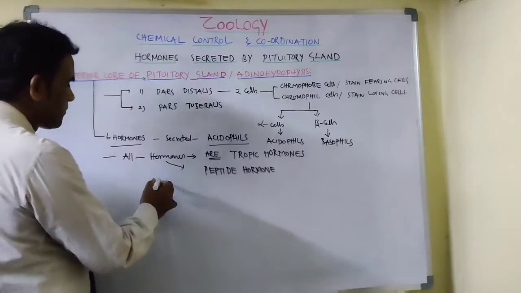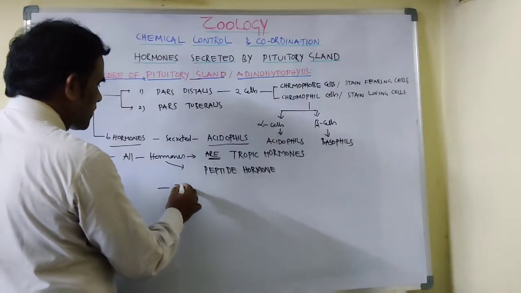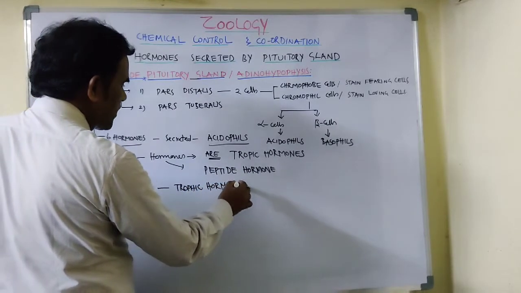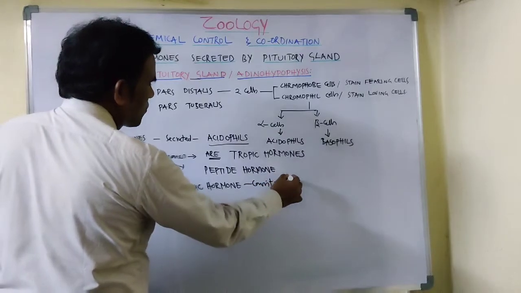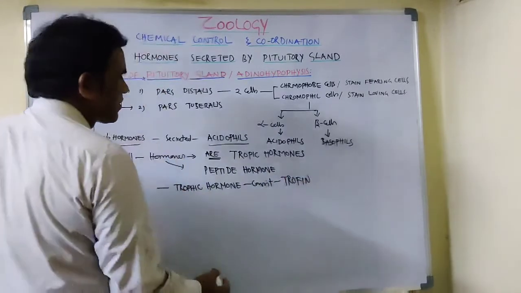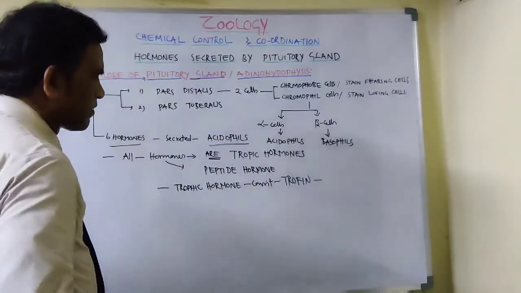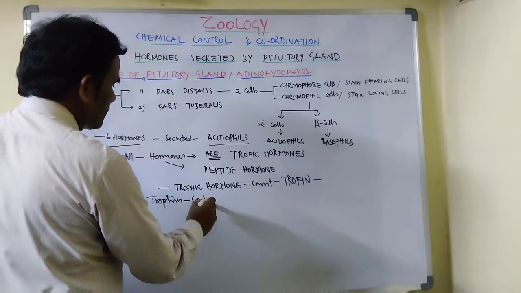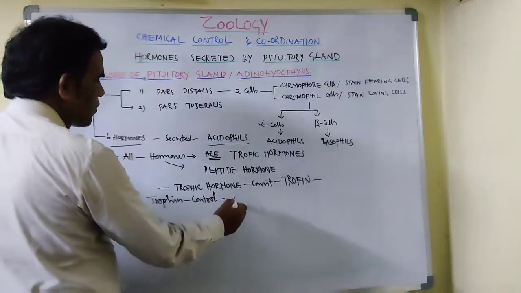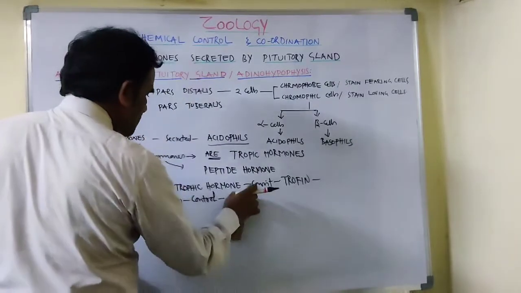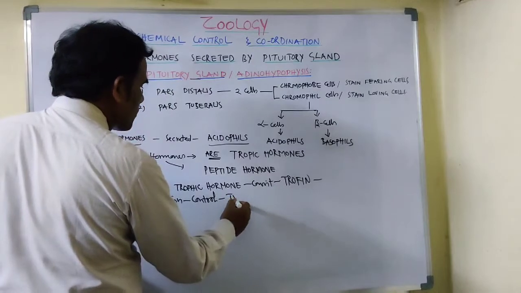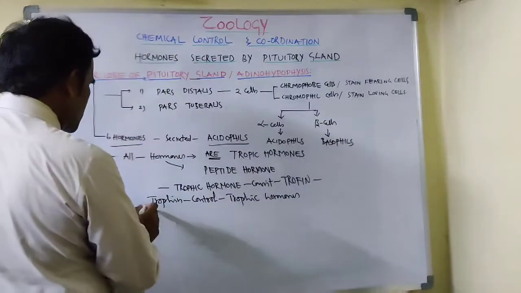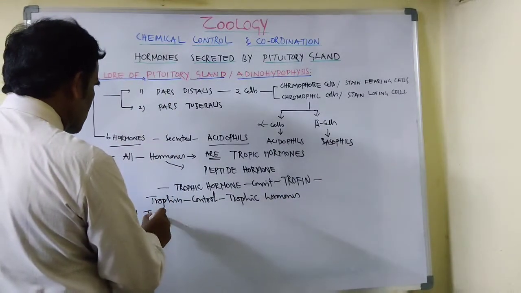Now these peptide trophic hormones contain trophin. This trophin controls trophic hormones. Trophin is controlled by neurohormones. So therefore these hormones are called trophic hormones or tropic hormones.